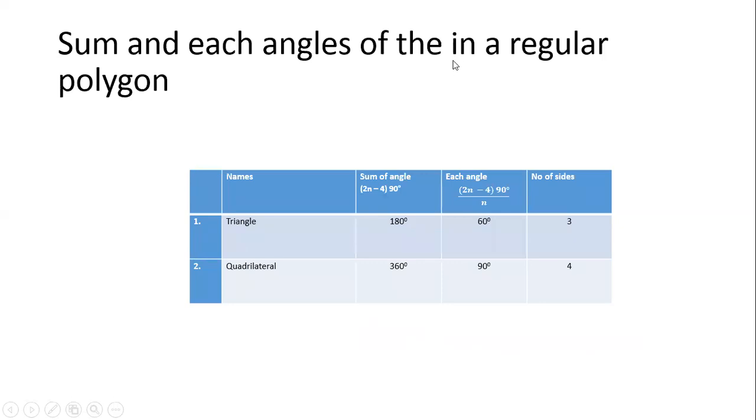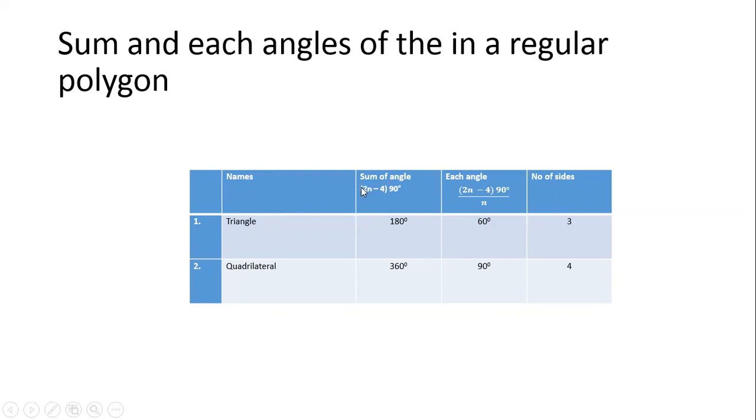Next, the angles in a regular polygon. The table gives the names first, then the sum of the angles, then each angle, and the number of sides. So the first one is a triangle, which has 3 sides.